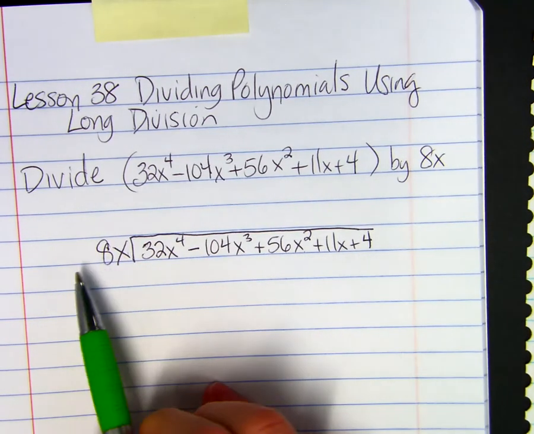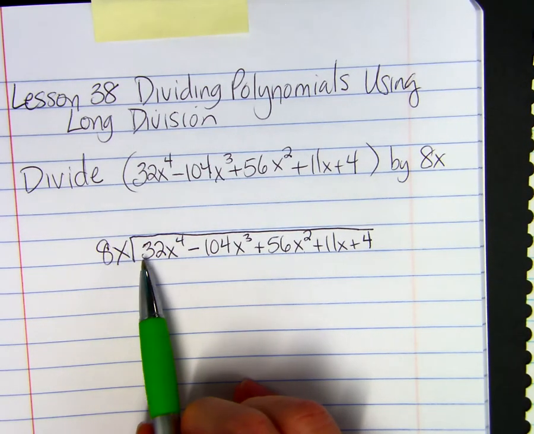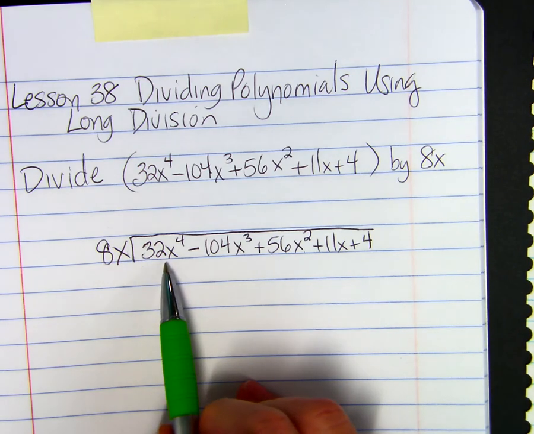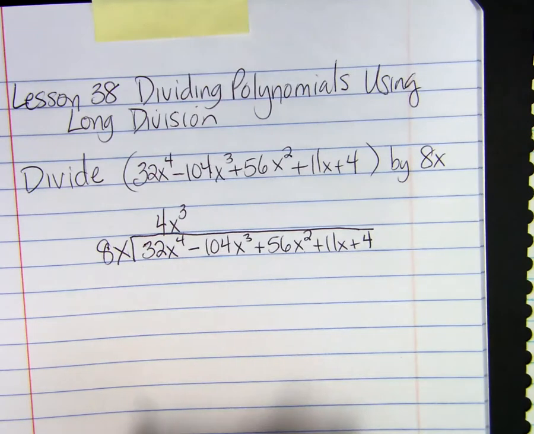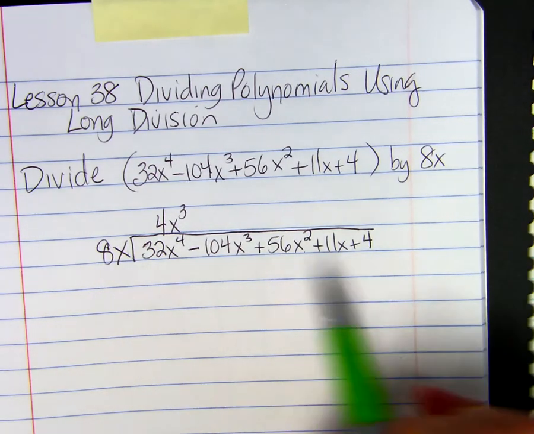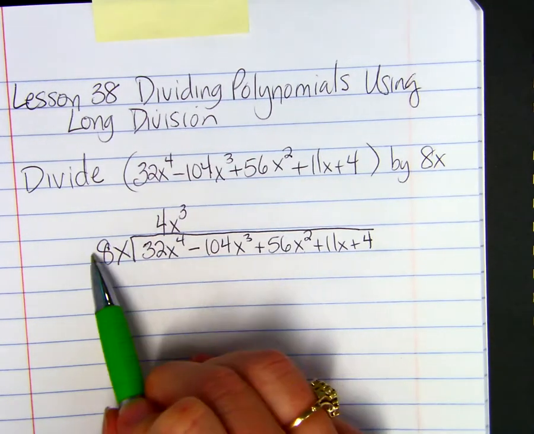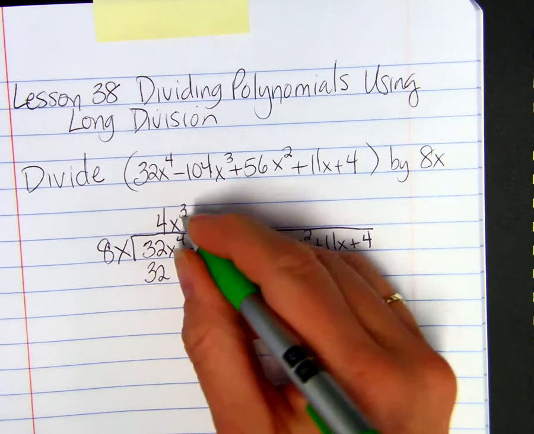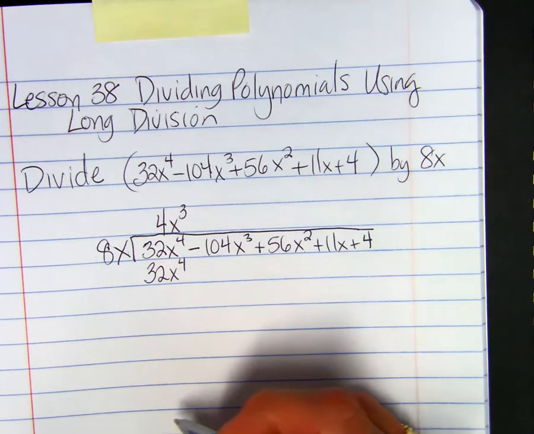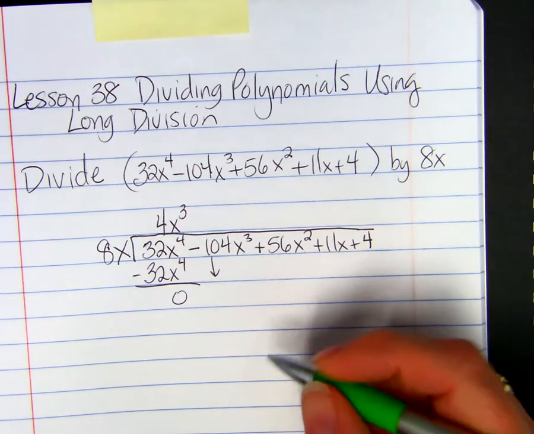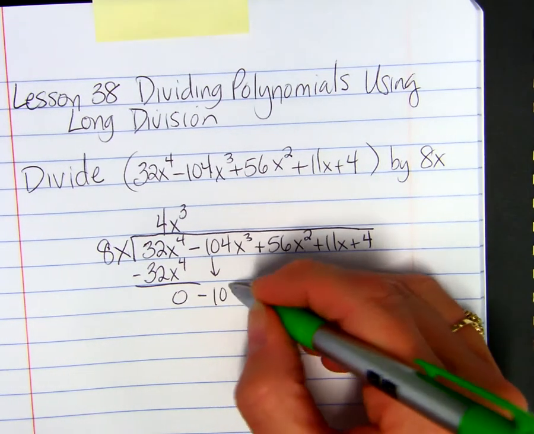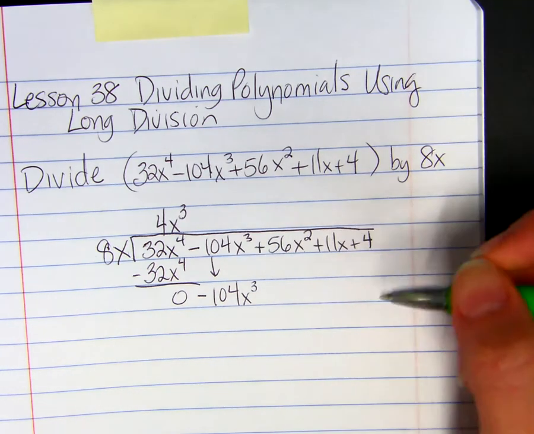Okay, I want to know what times 8x will give me 32x to the fourth. And that is 4x cubed. So I just divided. Now I multiply the two, subtract, bring down. So 4 times 8 is 32. X cubed times x is x to the fourth. Subtract, bring down. Watch your sign so you have a negative 104x cubed.